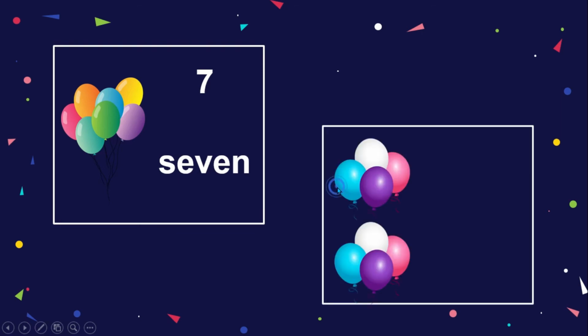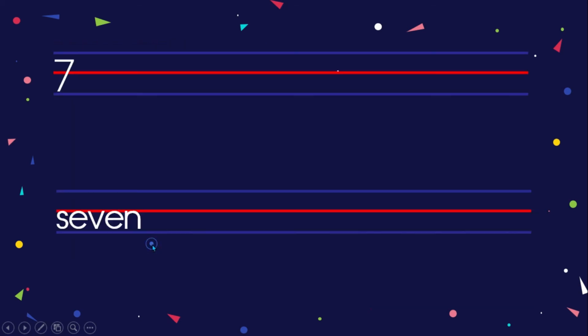Let's count. 1, 2, 3, 4, 5, 6, 7. Therefore, there are 7 balloons. This is the numeral 7 and this is the number word 7. Another set, let's count the balloons. 1, 2, 3, 4, 5, 6, 7, 8. Therefore, there are 8 balloons. This is the numeral 8 and the number word 8. Okay? Now, let's try to write the numeral 7 and the number word 7.